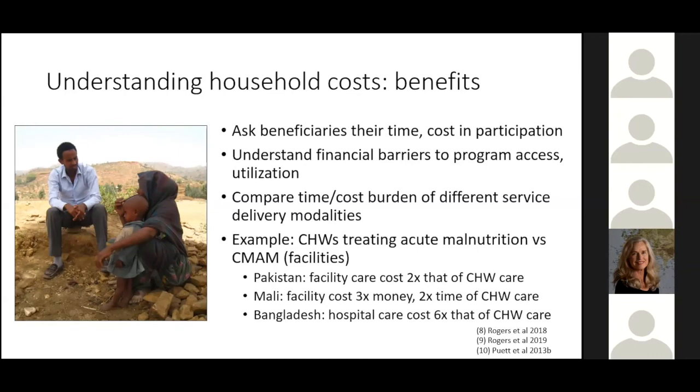In Pakistan, facility care costs 2 times the money of community health worker care. In Mali, facility care costs 3 times the money and twice the time of community health worker care. And in Bangladesh, hospital-based care costs 6 times that of community health worker care to households. So this provides interesting information that highlights what kinds of program modalities may be most useful for communities.